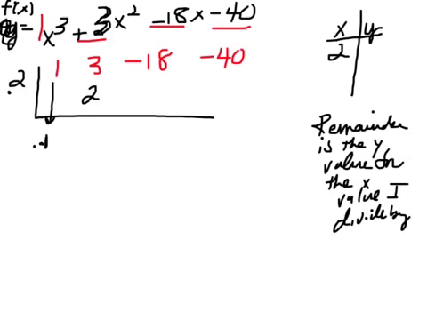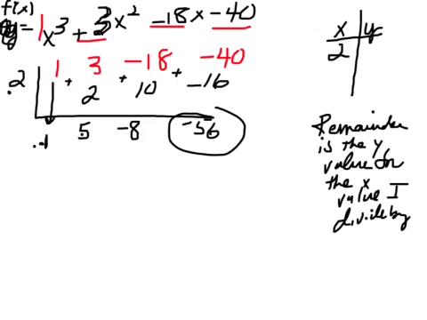Anytime I get numbers here, I'm going to add them, so I'll put a little plus sign to remind you. 3 plus 2 is 5. I got a new number down here, and I multiply it by that 2 out front. 2 times 5 is 10. I write the answer right here. Now I add these two numbers. Negative 18 plus 10 is negative 8. Since I got a new number here, I multiply it by that 2 out front. 2 times negative 8 is negative 16. If I add negative 40 and negative 16, I get negative 56. Guess what? This is my y value. If I plug x is 2 into the equation, I get the y value of negative 56.